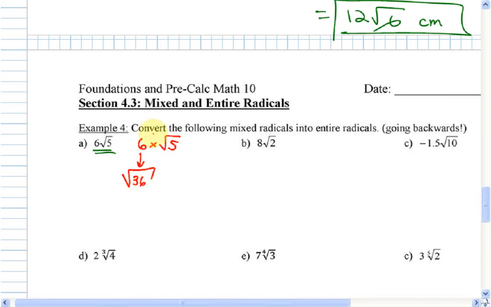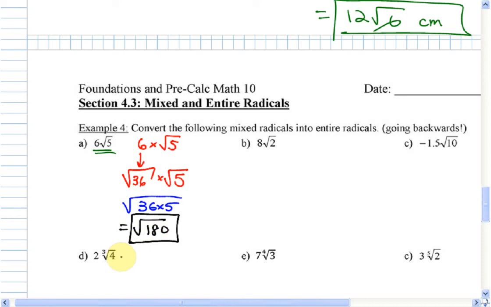So now I'm just going backwards. 6 is root 36. The root 5 is still root 5. And then that property says I can put them together. So what's 36 times 5? 180. There you go. Here's your entire radical. Done.